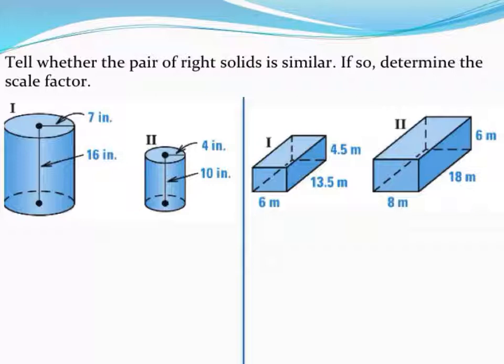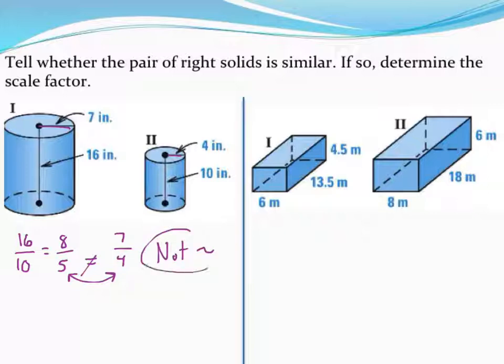So with the two pairs of cylinders, I can see that the heights of the two figures are 16 and 10. The fraction 16 over 10 simplifies to 8 over 5. So that's great, but that doesn't really tell me anything until I match up the other dimensions. I'm also given the radius of these two cylinders. 7 over 4 does not simplify, so I can see that I do not have the same ratio. Those two are not equal to each other, meaning these two figures are not similar to each other.